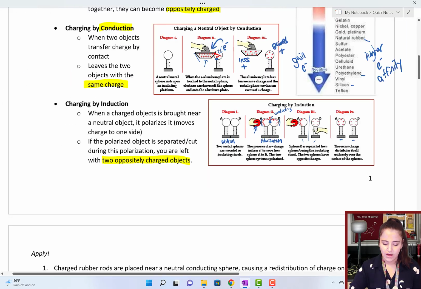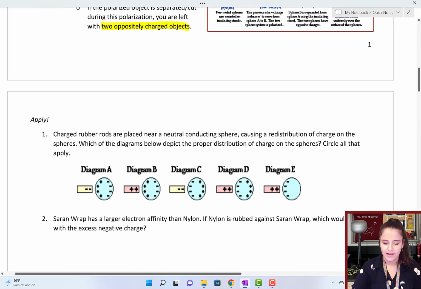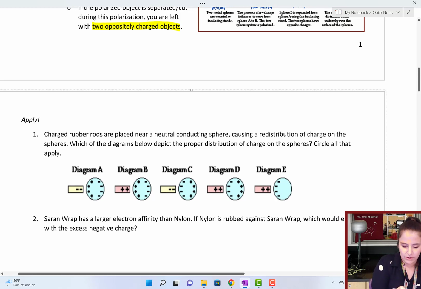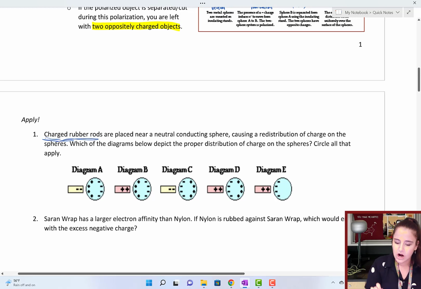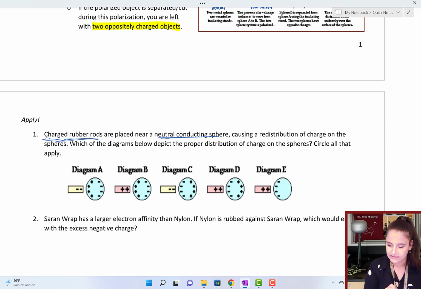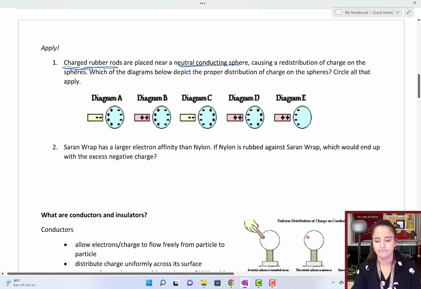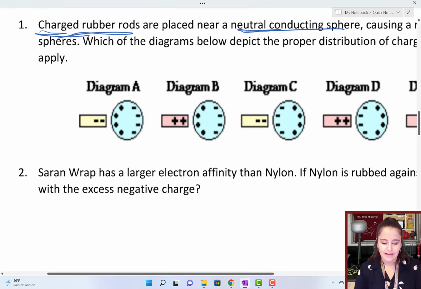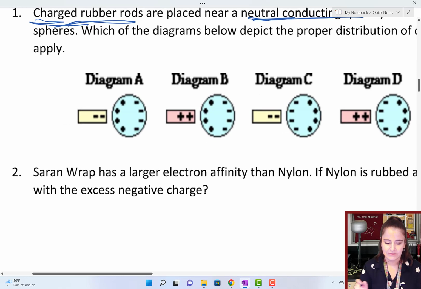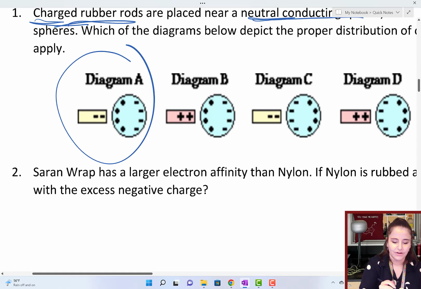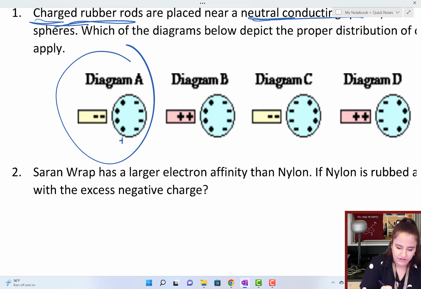So let's go ahead and practice. Charged rubber rods are placed near a neutral conducting sphere, causing a redistribution of charge. Which of these depict the proper distribution? What do you think? Well, if you said diagram A, that checks out. These little things are the positive charges. Sorry, they're not that clear in the picture.